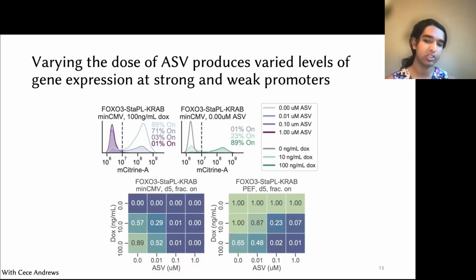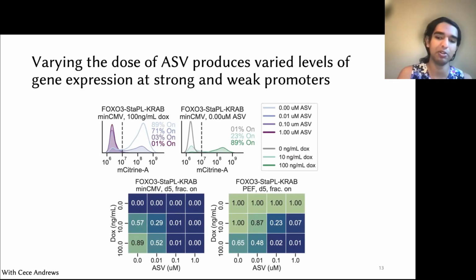And if you plot all of these doses out on a little grid, you get something that looks like this, where you need fairly non-zero doses of dox and very low ASV doses to get measurable activation. And anything more than almost no ASV will get you measurably strong repressors. And especially when you get to 0.1 or 1 micromolar of this drug, you get a lot of repression.